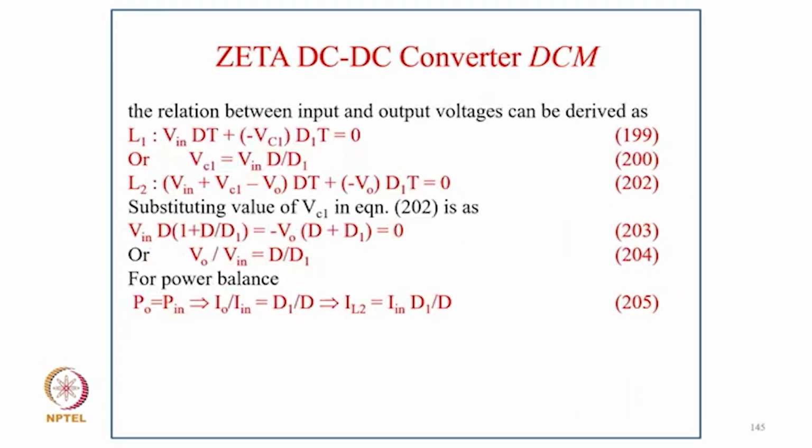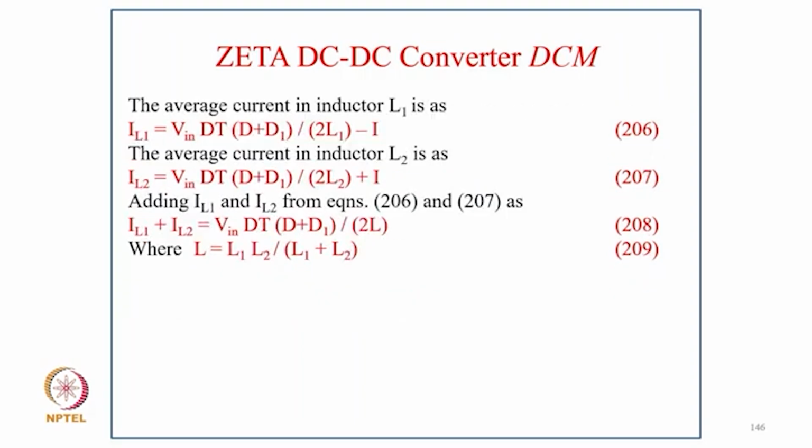So the relation between input voltage and output voltage can be derived from the voltage across L1 and L2. The voltage across L1 is V in D T plus minus VC1 D1 T, where VC1 comes equal to V in D upon D1. And from L2 it is (V in plus VC1 minus VO) D T plus minus VO D1 T. Substituting the value, V in D (1 plus D by D1) minus VO (D plus D1) equal to 0. So VO upon V in equal to D upon D1, and for power balance, P out equals P in, so I out upon I in is D1 upon D, that is IL2 upon IN is D1 upon D.